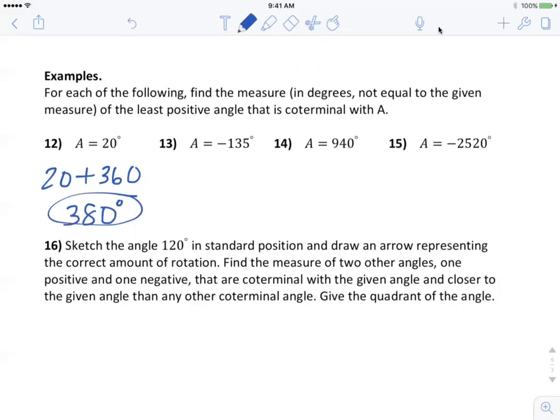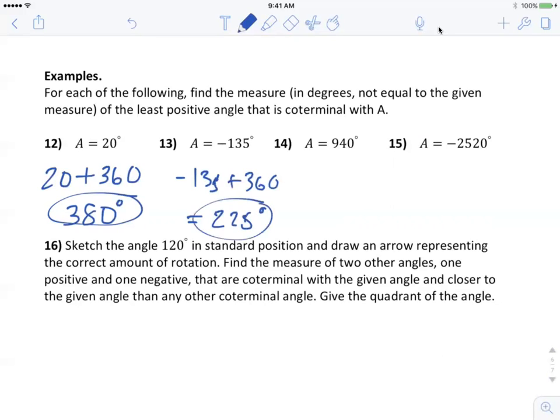Now, if you start with a negative angle, which again is going to go clockwise, right? I could still do the same thing. I could still add 360, right? But then negative 135 plus 360, or just really 360 minus 135, right? That's 225. That would be the least positive.